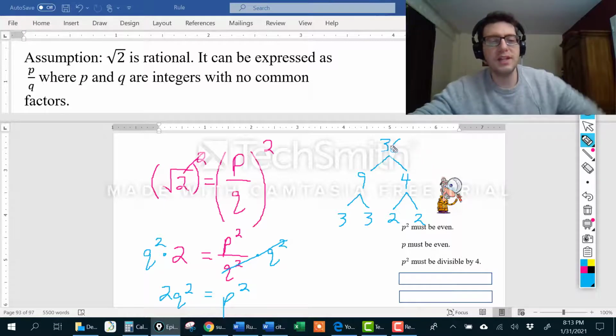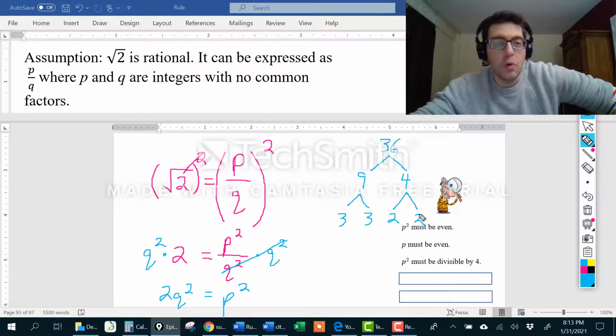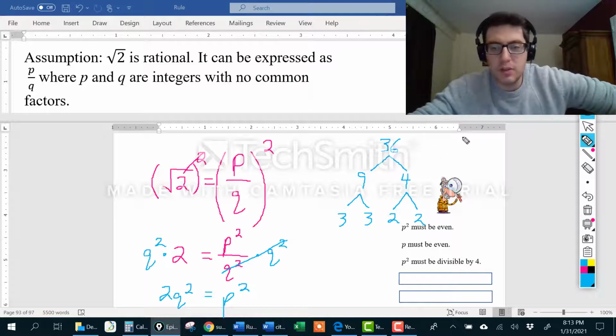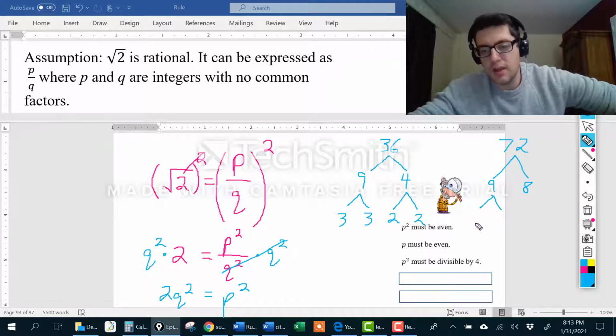So anytime I take a number which is divisible by 4, I get at least 2 factors of 2. It could be more. For example, take the prime factorization of 72. That would be 9 times 8. Then again, this would be 3 times 3, and this would be 4 times 2, and then this would be 2 times 2.